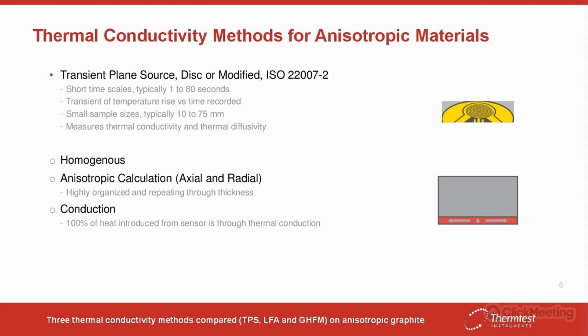Both of those calculation models are based on a particular assumption about the material. In the isotropic one, the material is in fact isotropic and homogeneous. In the anisotropic one, your material is highly organized in its directional properties, so through the thickness, it's repeating and well-defined. The calculation models are also based on 100% of the heat introduced from the sensor into the material being through the mode of conduction. Any other mode of heat transfer will incur error.